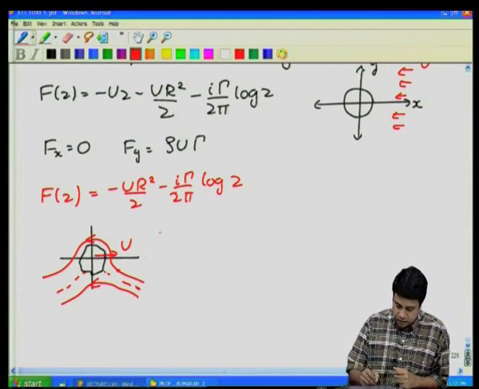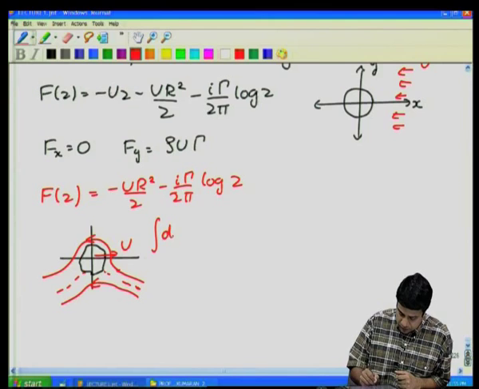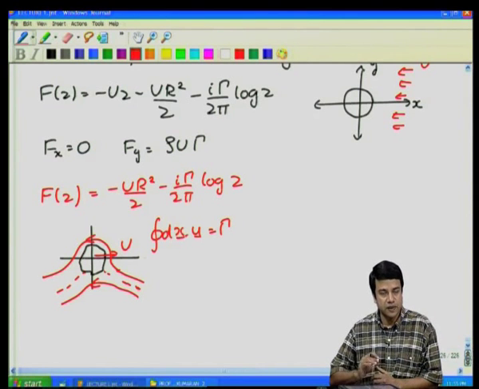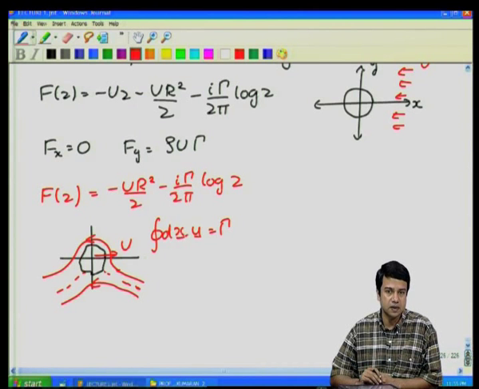So, that integral of dx dot u around the surface of the object is equal to gamma. So, that is the configuration that we will consider: an object moving with a velocity u in a fluid that is at rest far away.